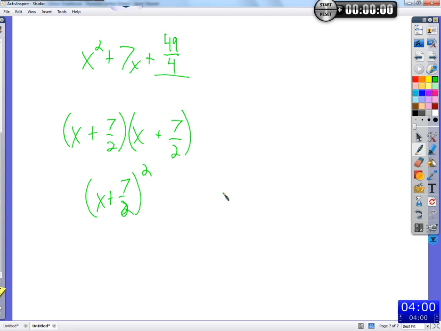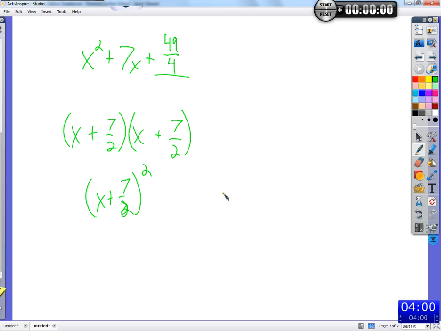Leave the last number. 11, so wouldn't that be plus 49/4 on that last? Say again? Wouldn't it be x + 7/2 times x + 7/2 + 49/4? Wouldn't it be that squared plus 49? No, because 7/2 times 7/2 is the 49/4. That's where it comes from.